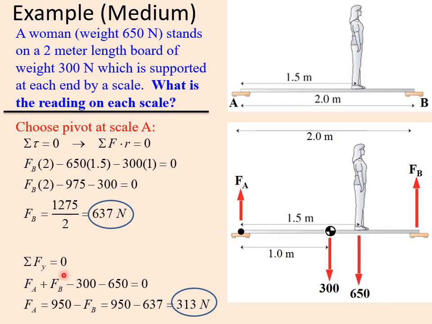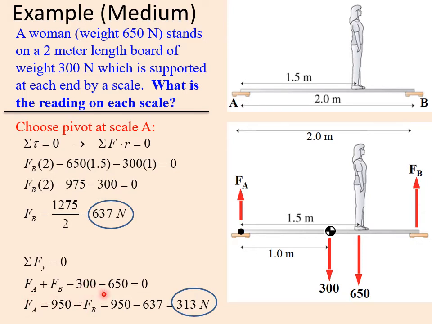Well, we know that the forces in the y direction all have to add to 0, and we know what all the forces are now, except for FA, and that's the one we're going to solve for. So we know that FA plus FB, those both point up, equals negative 300 pointing down, minus 650 pointing down. That's why we have the minus signs in there.